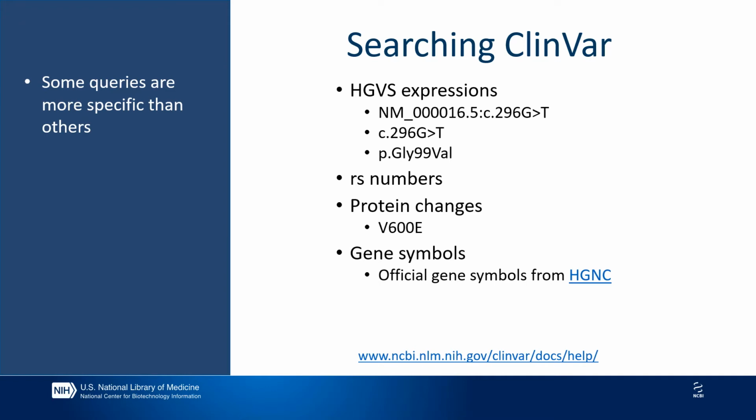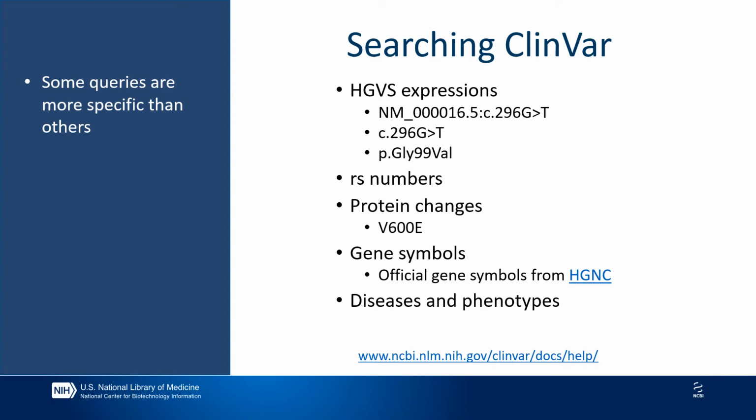Gene symbols are less specific search terms, but they are useful if what you want to find are all of the variants in ClinVar for a specific gene. It's also useful to combine a gene symbol with one of these less specific search terms, like you could add the gene symbol BRAF to V600E and make a more specific query. You could also add a gene symbol to a c. or a p. and make a more specific query. One thing I will note is that it is important to use the official gene symbol from HGNC when you're searching ClinVar, not any previous or unofficial symbols.